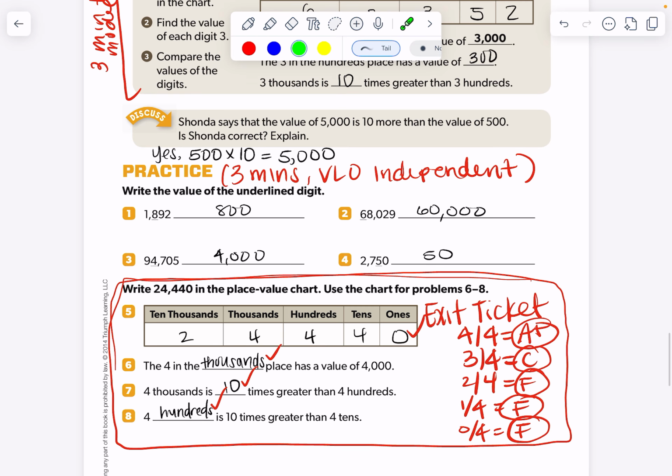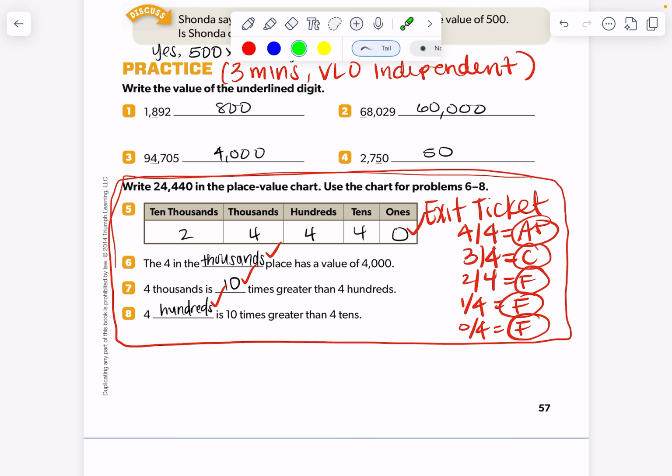From there, students are going to do some extra practice identifying the value of the underlying digit. And then last but not least, go through that exit ticket that aligns with the last model that you just did. Same thing, they are identifying the value of the 4s in this entire number.